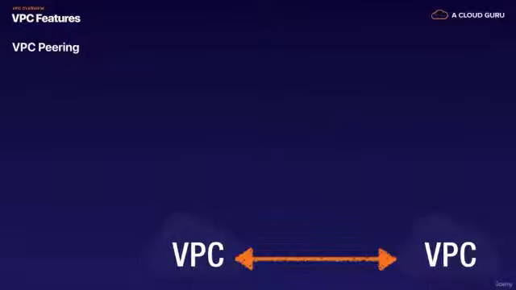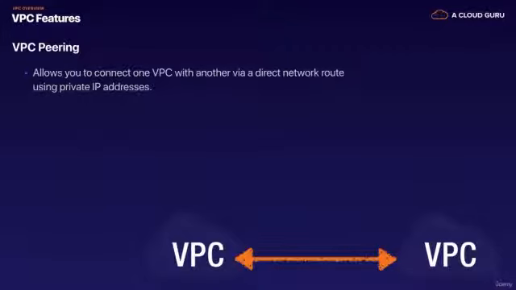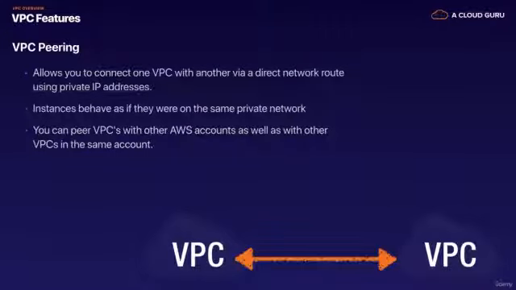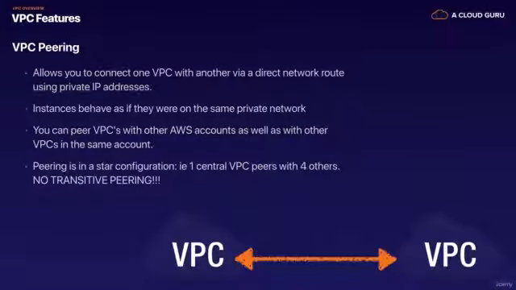We can also do VPC peering, which we're going to look at later on in this section of the course. This allows you to connect one VPC with another via a direct network route using private IP addresses, and instances behave as if they were on the same private network. And you can peer VPCs with other AWS accounts as well as with other VPCs in the same account. And peering is always in a star configuration. This means you have one central VPC that peers with 4 others. You can't do transitive peering.